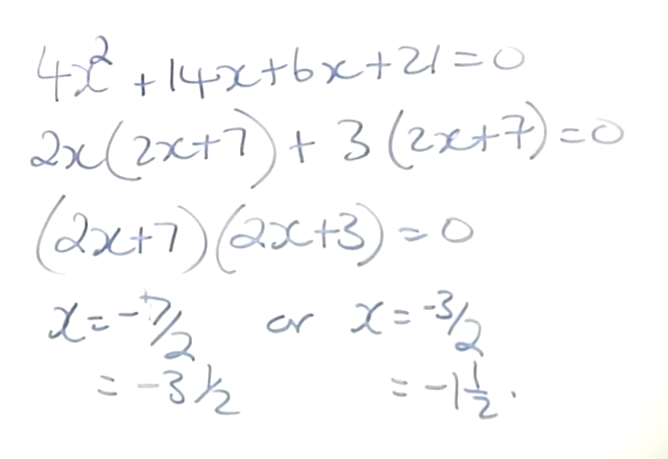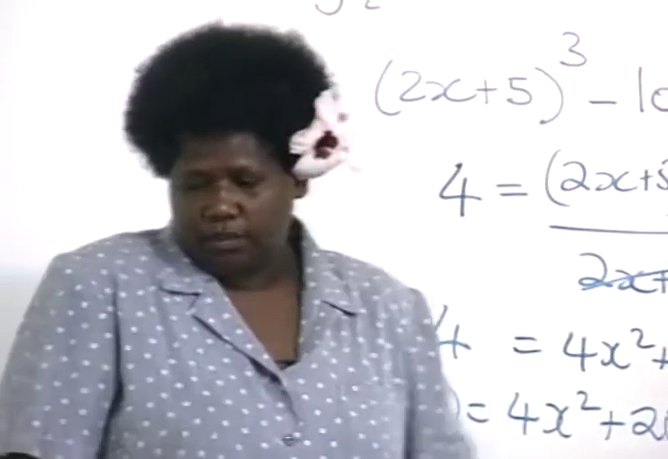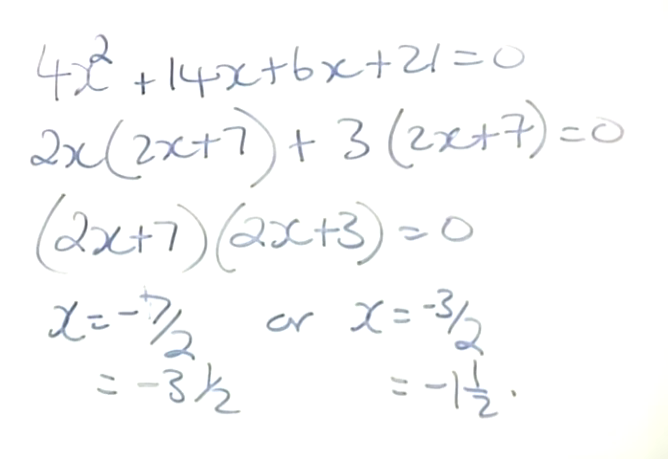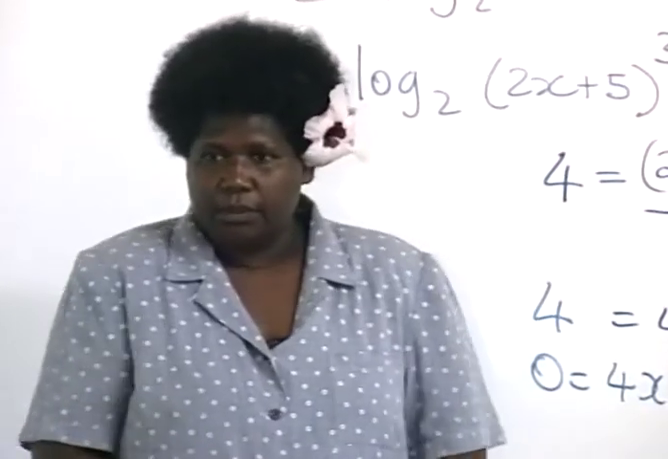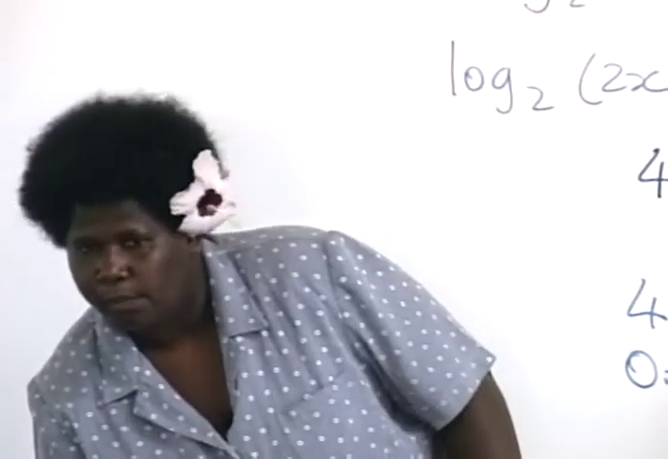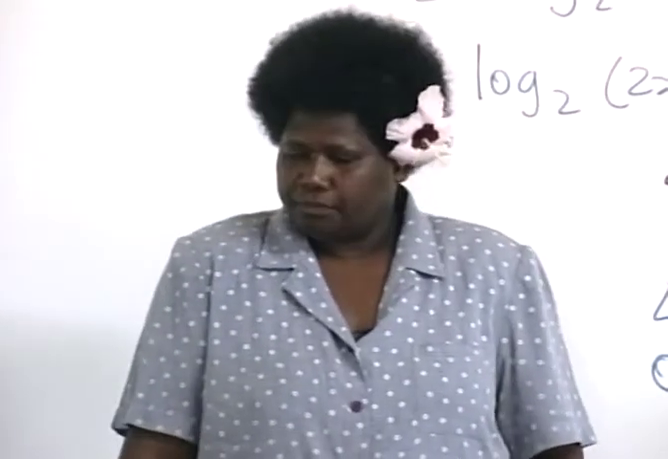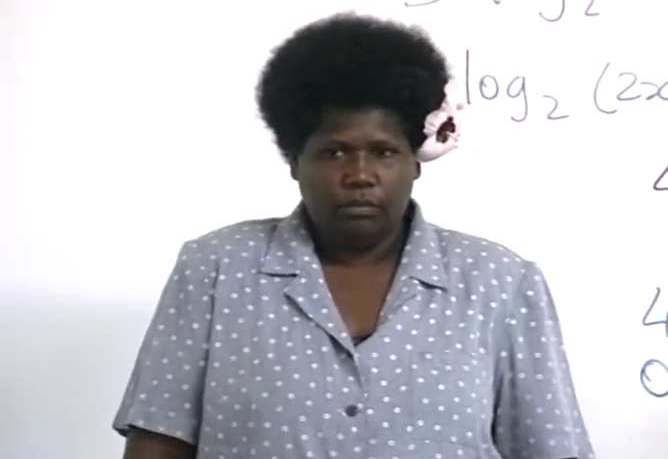Okay, so those are the answers to number 14. Those are the values for x. X equals negative 3 and a half, or x equals minus 1 and a half. Is it clear? Okay. Any others? If you have any other questions? No?